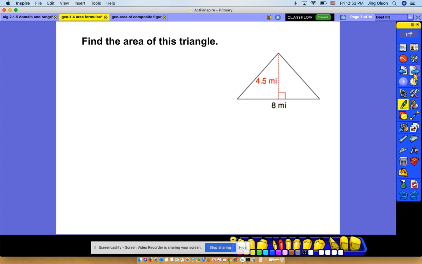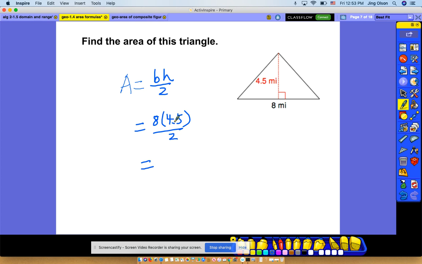Okay, let's go ahead and do a triangle one. Triangle area, this one is strictly plug into the formula. We're just trying to find the area of this one. We don't have any other things going on, okay? Find the area of this triangle. Area of a triangle is base times height divided by 2. Okay, do not forget divided by 2. The base is 8, the height is 4.5, then divided by 2.